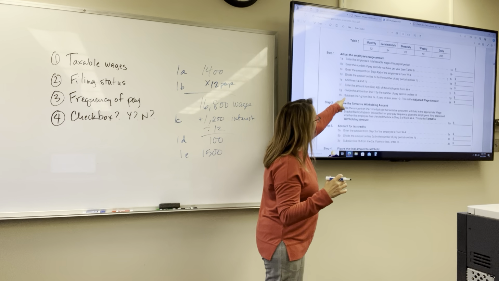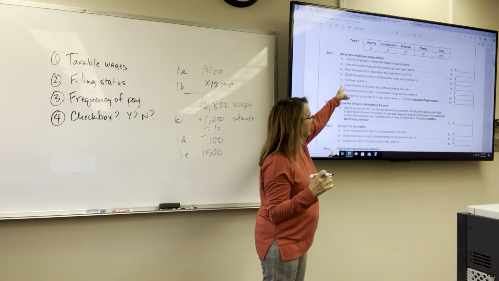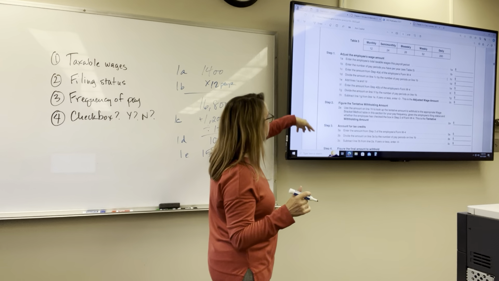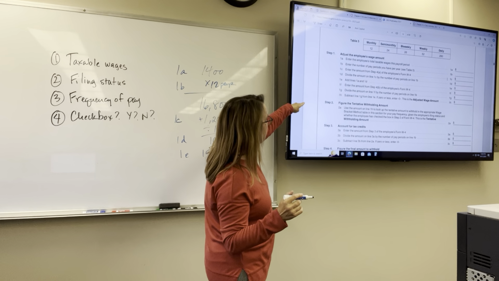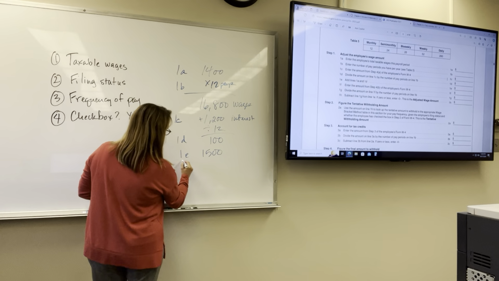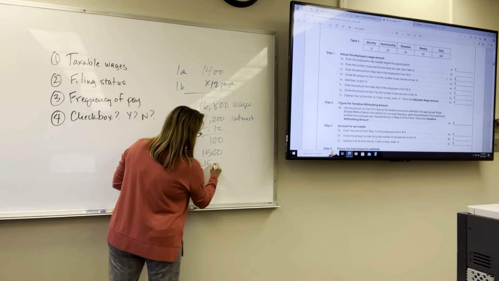Divide the amount on line 1F by the number of pay periods. Well, if we had 0 on 1F, then 1G is going to be 0. Subtract line 1G from 1E. There was nothing on 1G, so the adjusted wage amount is still going to be 1,500.